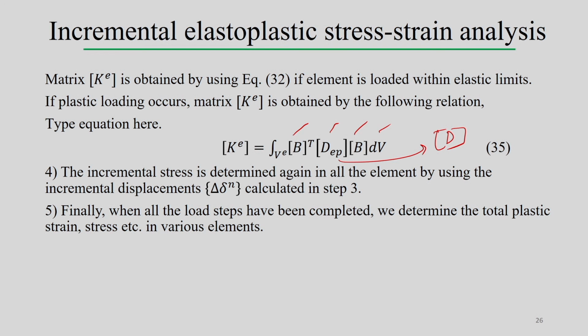Therefore, the incremental stress is determined again for all the elements by using the incremental displacement calculated in step 3. In the same way, once we form the stiffness matrix K, we check whether each particular element is below the yield point or above the yield point. Accordingly, we construct the matrix, assemble for all the elements, and solve for the displacement field. We repeat this every step until there is complete application of all the load steps. Finally, when all the load steps have been completed, we determine the total plastic strain and stress in the various elements. That is the way to analyze elastoplasticity overall.